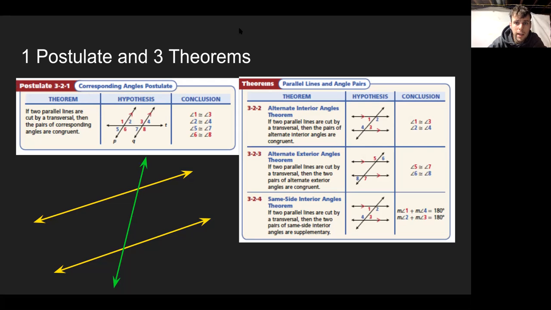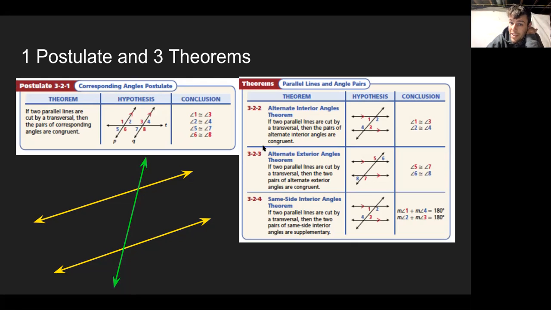So corresponding angles are, I'd say, angles that are in the same position. So we could have like this angle here and here. In this grouping of four angles and in this grouping of four angles, these are in the same position. If you kind of think about it, they're in the upper left position. And this postulate states that those have to be congruent to one another.